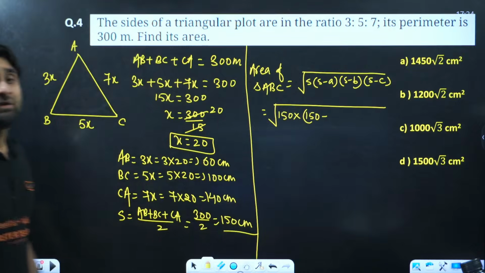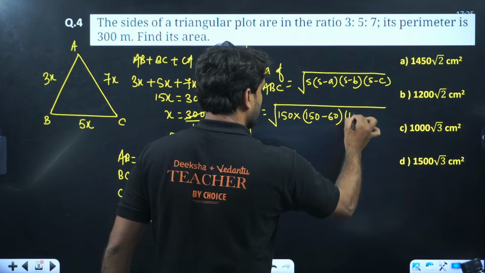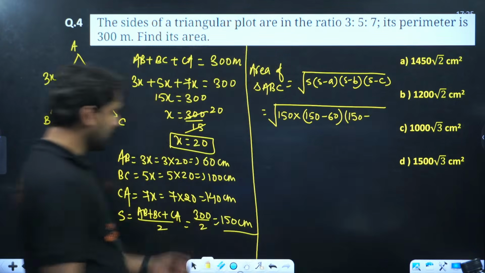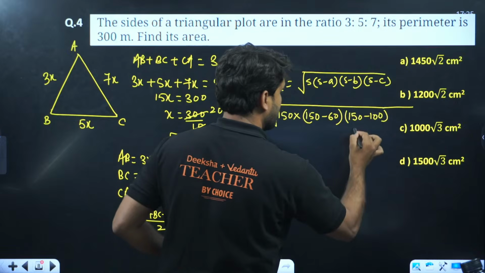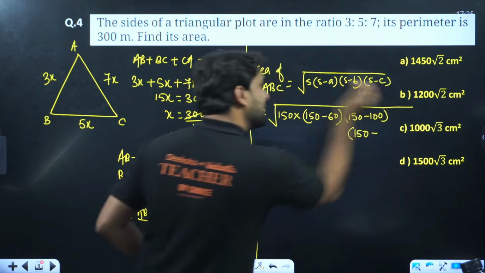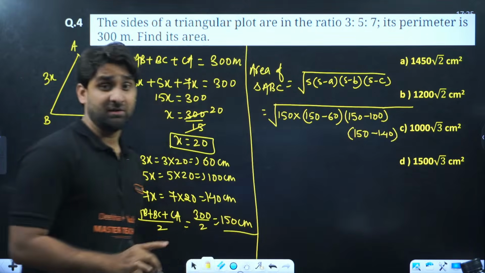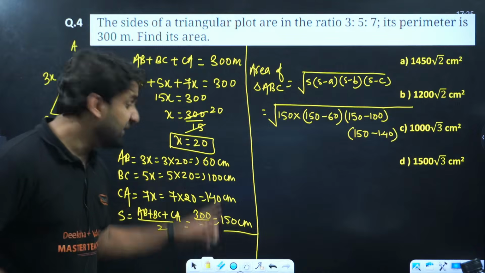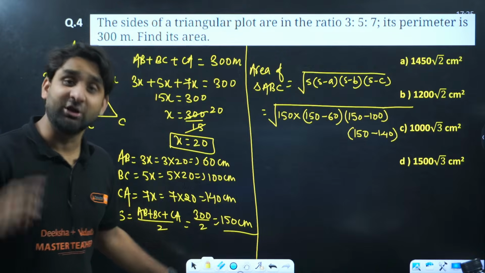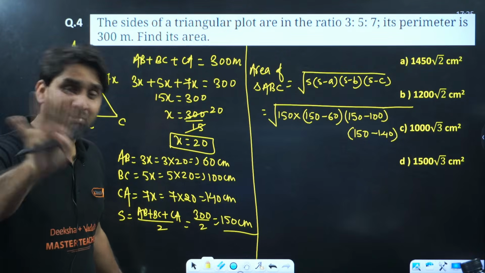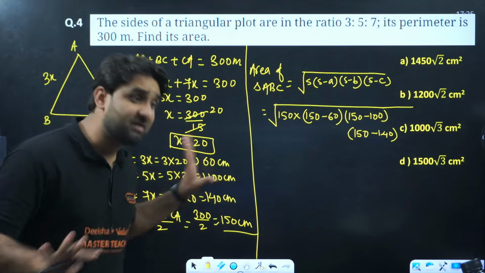A is the first side, which is 60, so 150 minus 60. B is the second side, which is 100. Again 150 minus C. C means the third side, which is 140. And it is confirmed that the semi-perimeter will always be greater than all the sides. If the semi-perimeter is smaller than a side, it indicates that you might be making some error. The semi-perimeter is always greater than the sides.